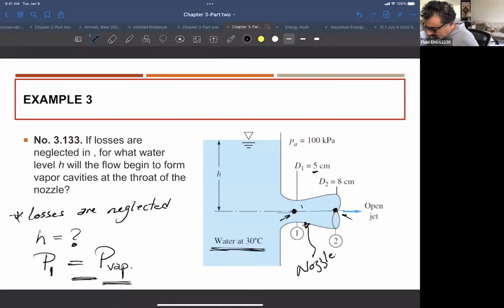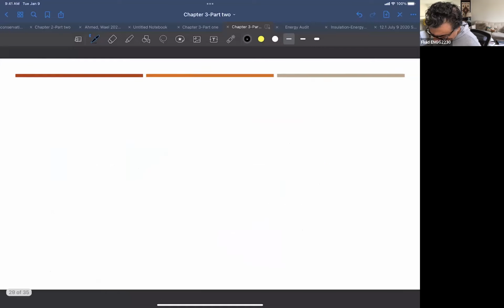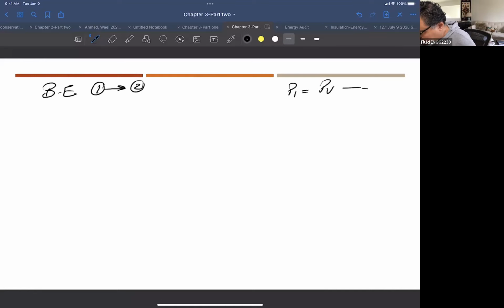I can start between point 1 and 2. Let's say the Bernoulli equation between 1 and 2, right? I know P1 is equal to P vapor, so I have to go to the table, A5, I guess. I have the values here. At 30 degrees C, P vapor is 4.2 kilopascal.